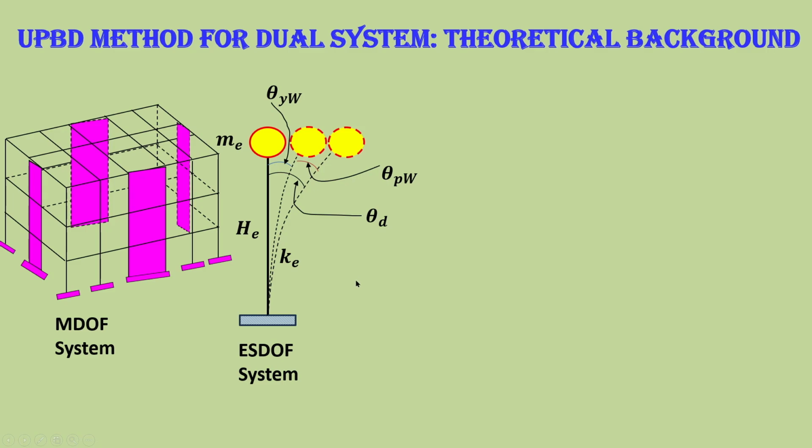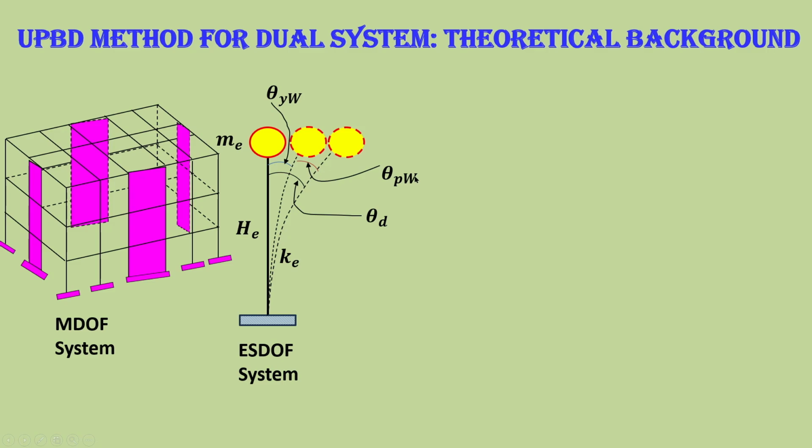Now this system we have considered when it is undergoing a rotational displacement. The maximum displacement is theta d, which is our design drift. And this theta d comprises two parts. One is the elastic part and the other is the plastic rotational part. The elastic part is theta yw, the maximum yield rotation of the wall. Maximum yield rotation means this is the elastic rotation, after that plasticity will start. So beyond theta yw, whatever rotation is there is plastic rotation.